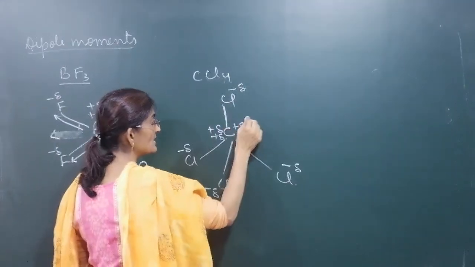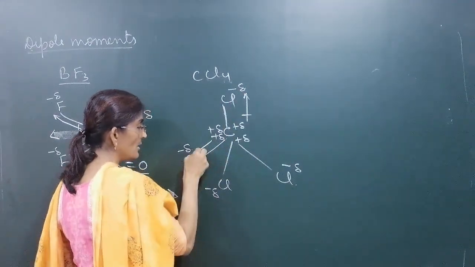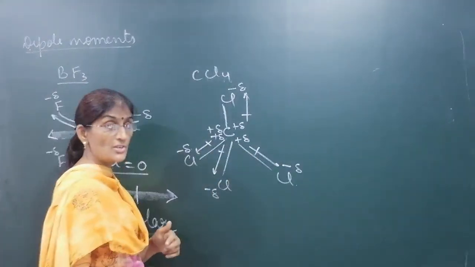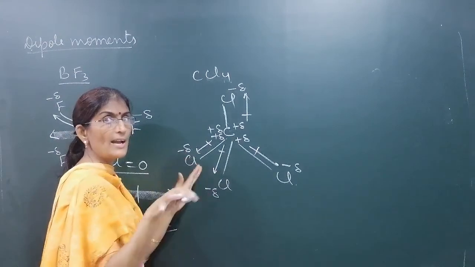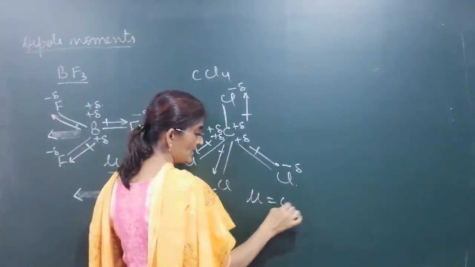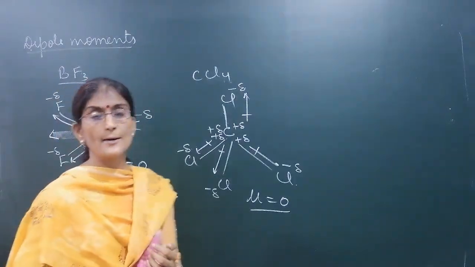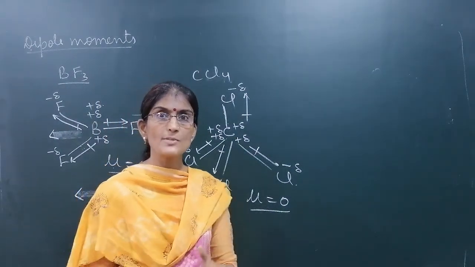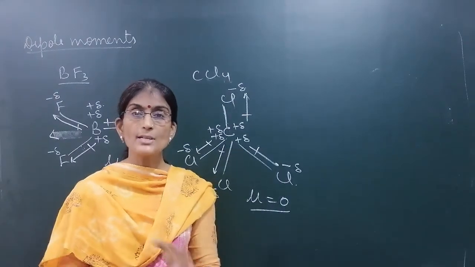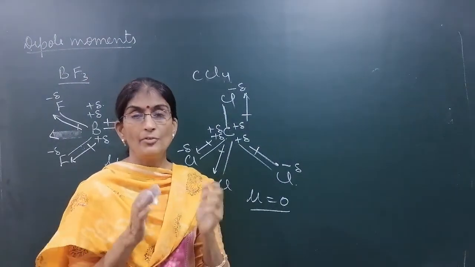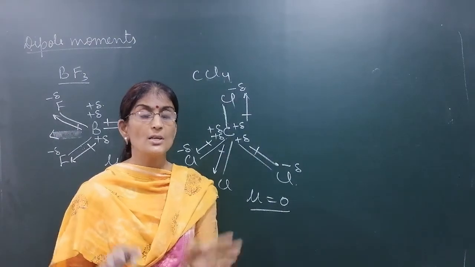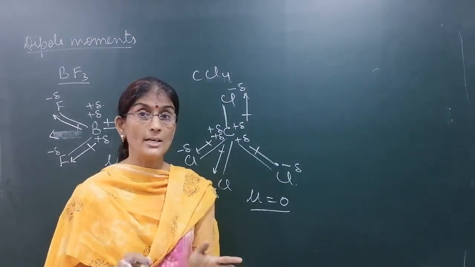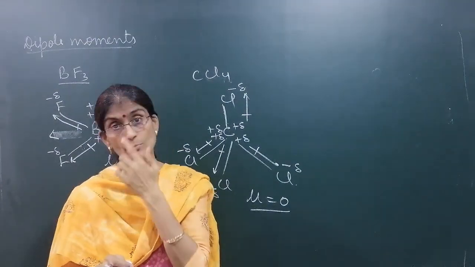Dipole moment for this bond is in the upward direction. This bond downward. This bond this way. This bond this way. As it is tetrahedral in shape, the dipole moments will cancel each other. Net dipole moment is zero and the molecule is non-polar. So only by seeing that polar bonds are there, we cannot say the molecule is polar. We have to see the net dipole moment. If the net dipole moment cancels out, the molecule is non-polar, and if there is a net dipole moment, the molecule is polar.